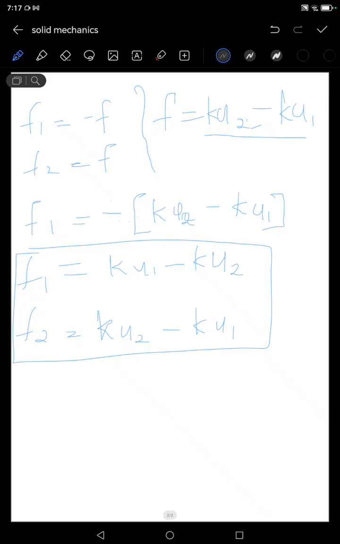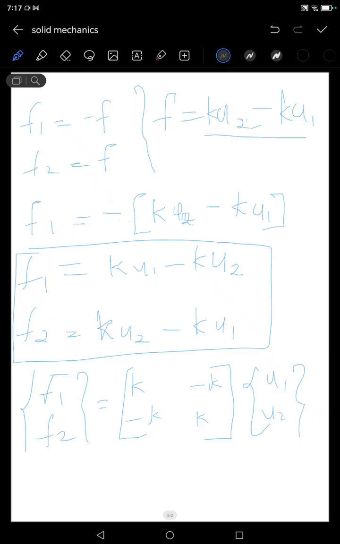So to write these two equations in a matrix form, we're going to have F1 and then F2 all equal to, and then we open two brackets, and we're going to have the positive K and negative K, and the negative K and the K here. And then on the side, we're going to have the nodal displacement, which is going to be U1 and U2. So this is how we write our matrix.